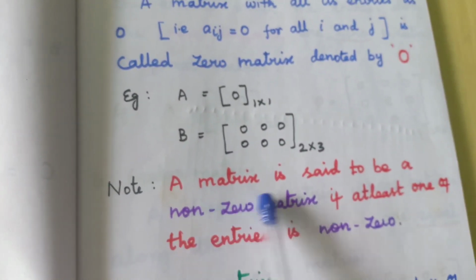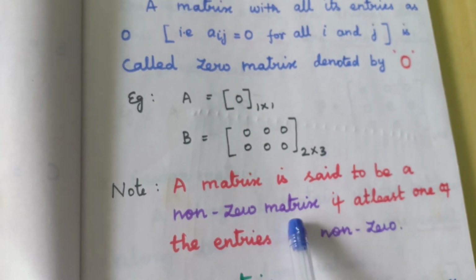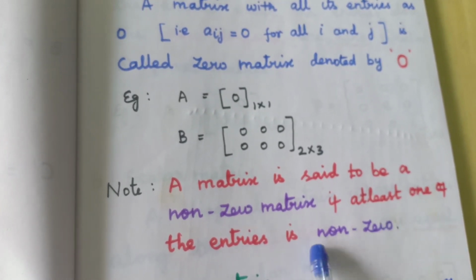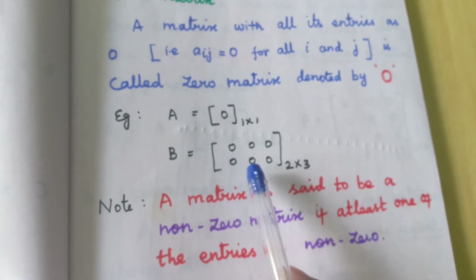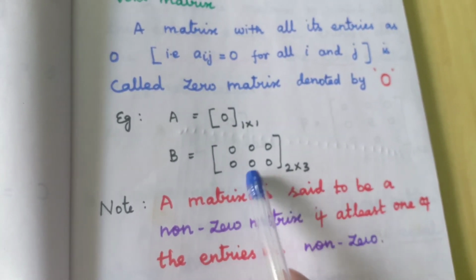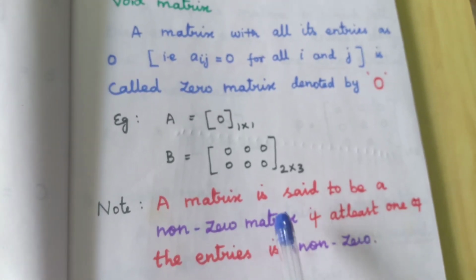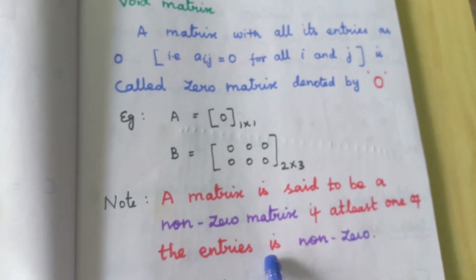Note, a matrix is said to be a non-zero matrix if at least one of the entries is non-zero. Here all the entries are 0. If at least one of the entries is non-zero, then we can say that the matrix is a non-zero matrix.